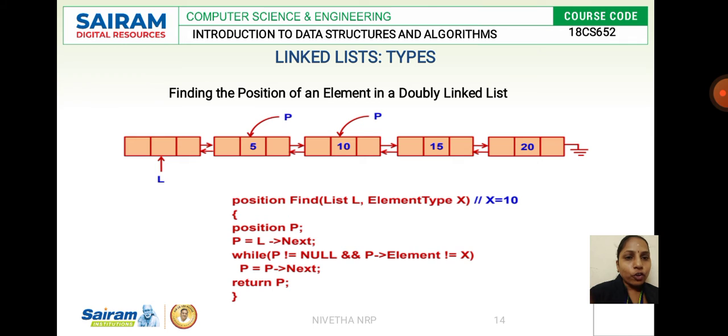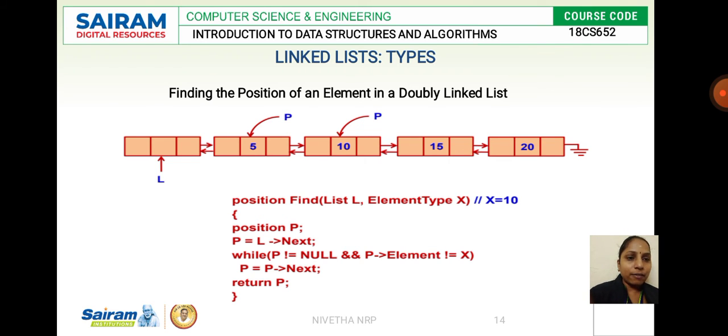Next, you are checking whether P is not equal to null. Yes, P is not equal to null. You have the P followed by 10. So the next pointer is not equal to null, so the condition is true. And P of X is not equal to X. Yes, the condition is true. It is not equal.